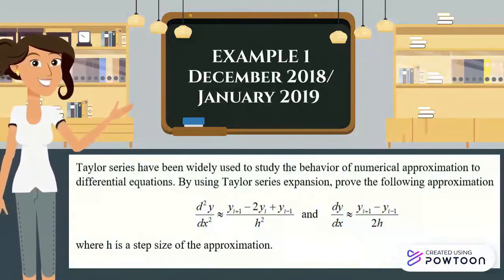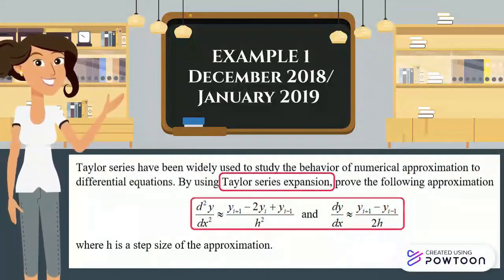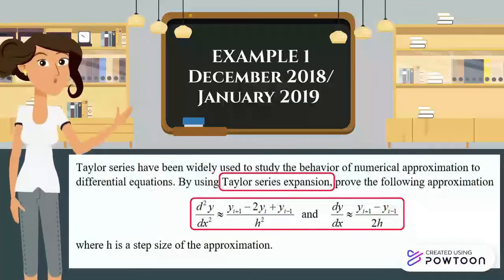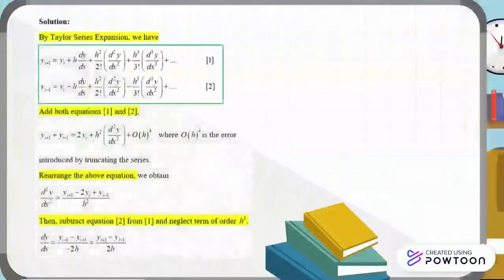Here, we have to use Taylor series expansion to prove the following approximation for d2y over dx2 and dy over dx, where h is the step size. By Taylor series expansion, we have these two equations, 1 and 2.